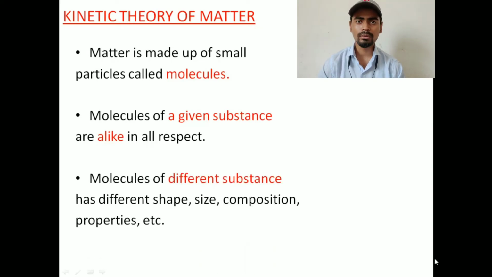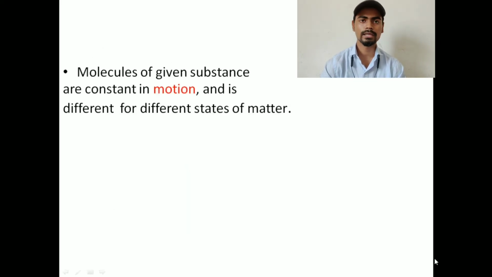Third point: molecules of different substances. In the previous point we discussed molecules of a given substance. Now we are discussing different substances. When we take two different substances and compare their molecules, obviously they are going to have different properties, different color, size, shape and composition as well. That is the third point of the kinetic theory of matter. Let us quickly move to the next one.